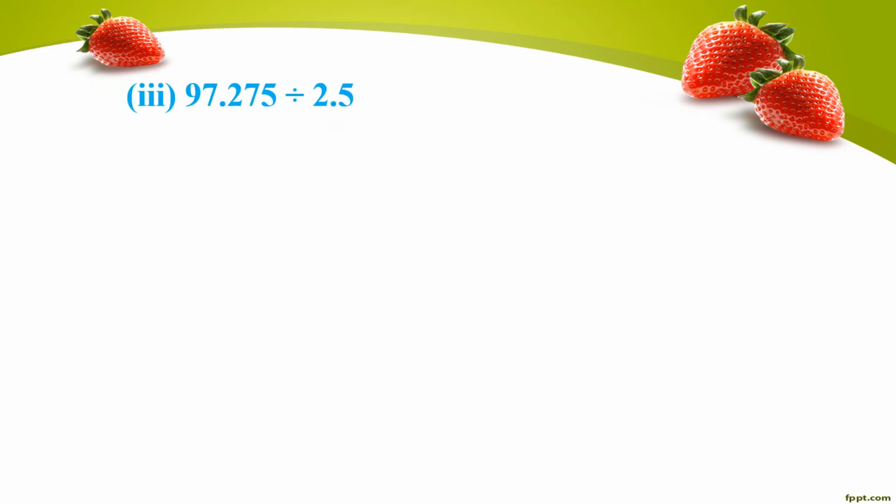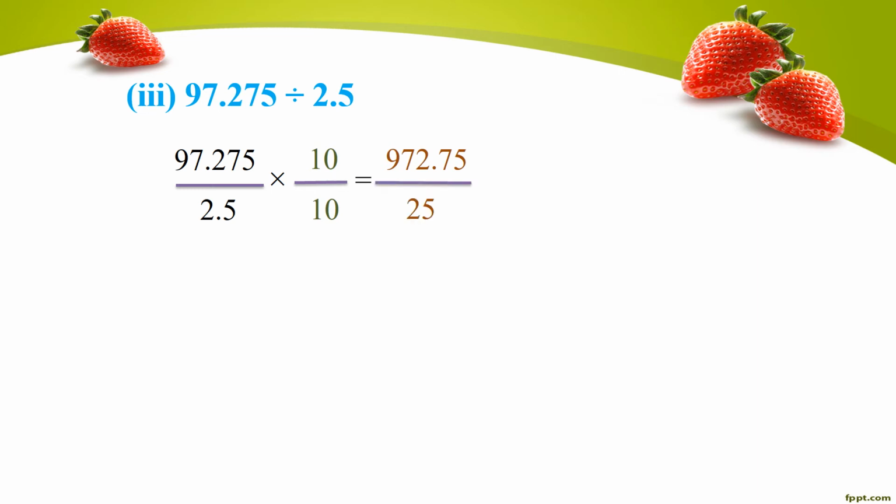Third sum, 97.275 divided by 2.5. Here we are dividing a decimal number by a decimal number. So follow the steps as I told in the previous slide. 97.275 is the dividend, 2.5 is the divisor. The number of digits after the decimal in the divisor is only one, so we have to multiply the numerator as well as the denominator by 10. On multiplying by 10, we get 972.75 as the dividend and 25 as the divisor.